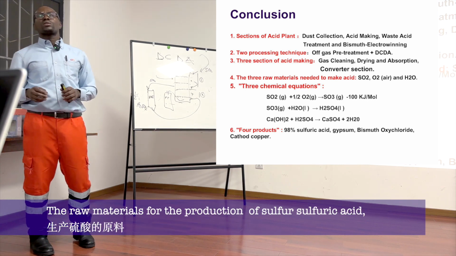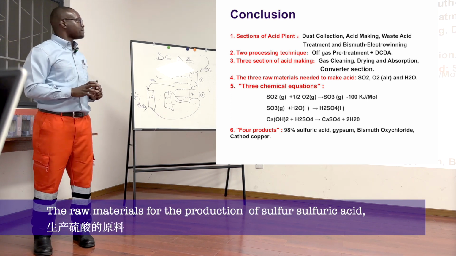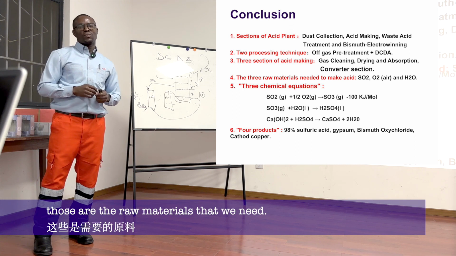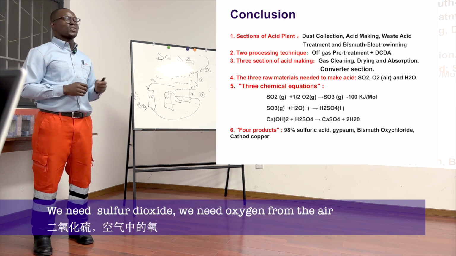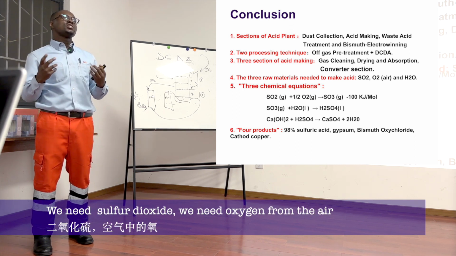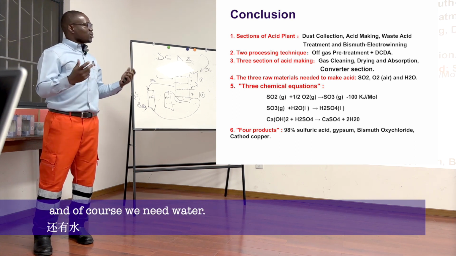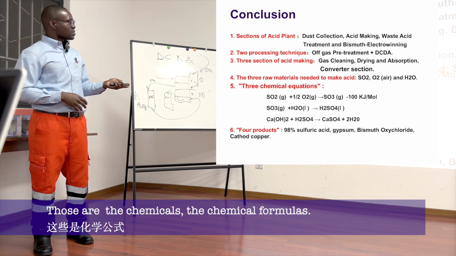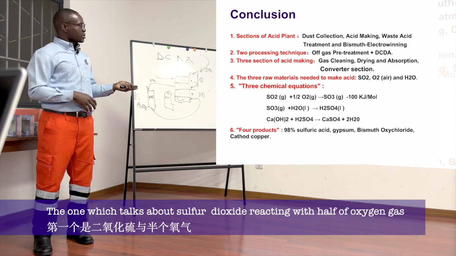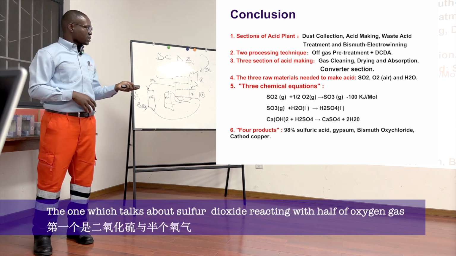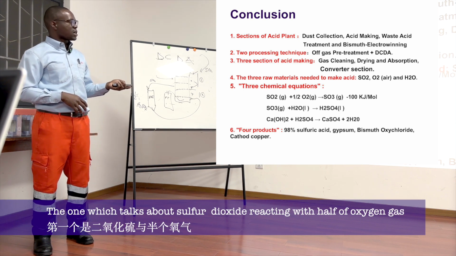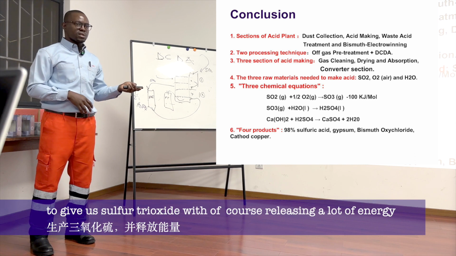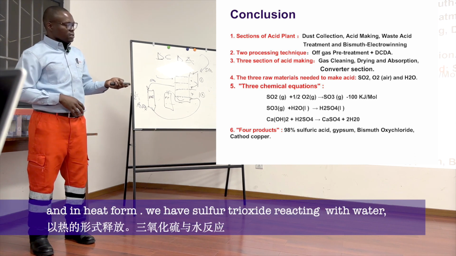The raw materials for the production of sulfuric acid, those are the raw materials that we need. We need sulfur dioxide, we need oxygen from the air, and of course we need water. Those are the chemical formulas. The one which talks about sulfur dioxide reacting with half of oxygen gas to give us sulfur trioxide, with of course releasing of energy in heat form.